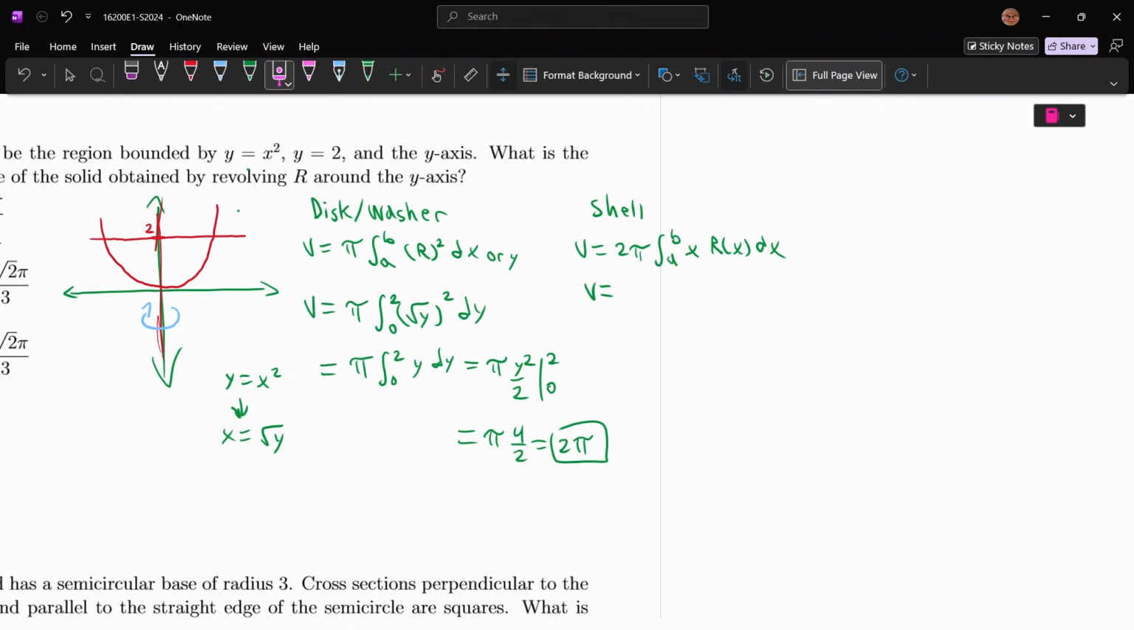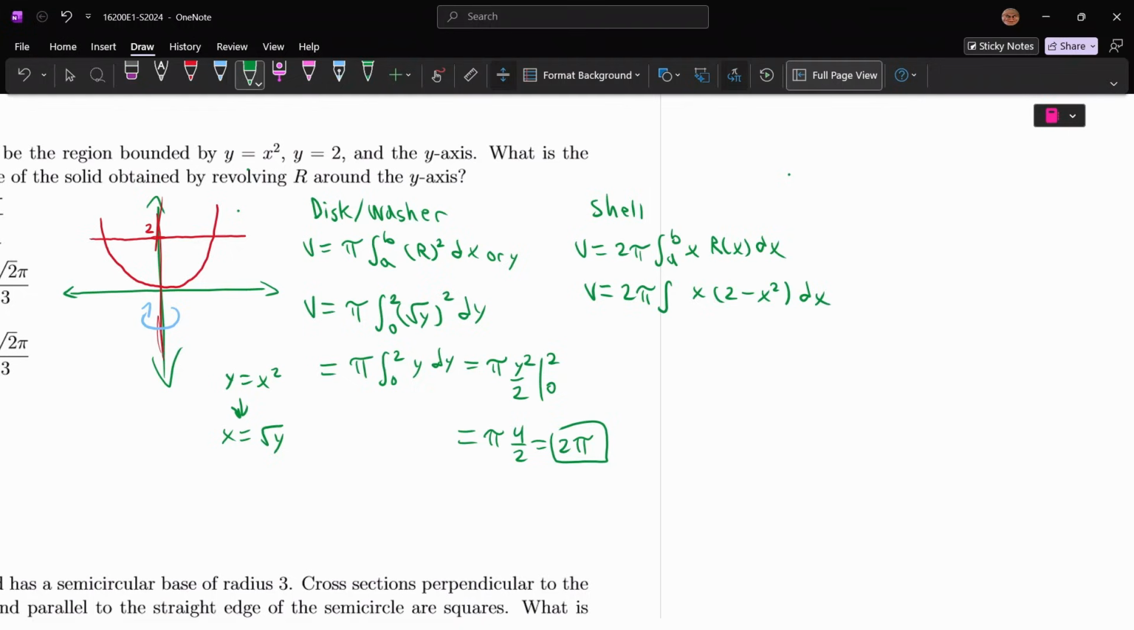And so we can keep these functions as is. But it is going to be a little bit trickier, because if we're going to use the shell method, we're going to have to account for the difference between this and this, because we're taking a volume between two functions. And so our shell method formula is going to end up looking like 2 pi times the integral of x times 2 minus x squared with respect to x.